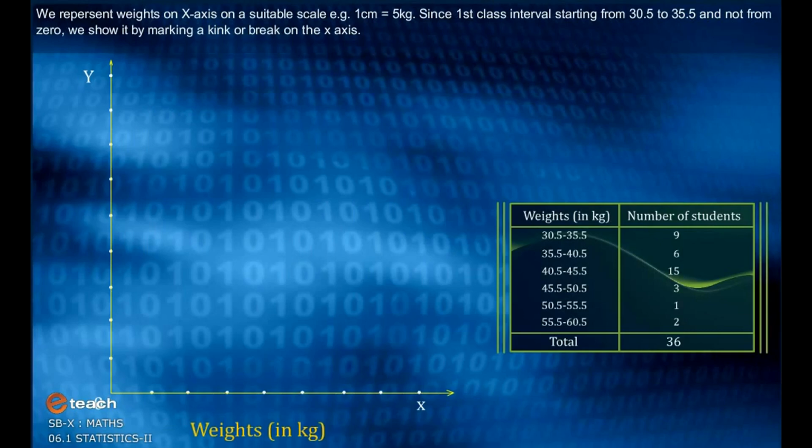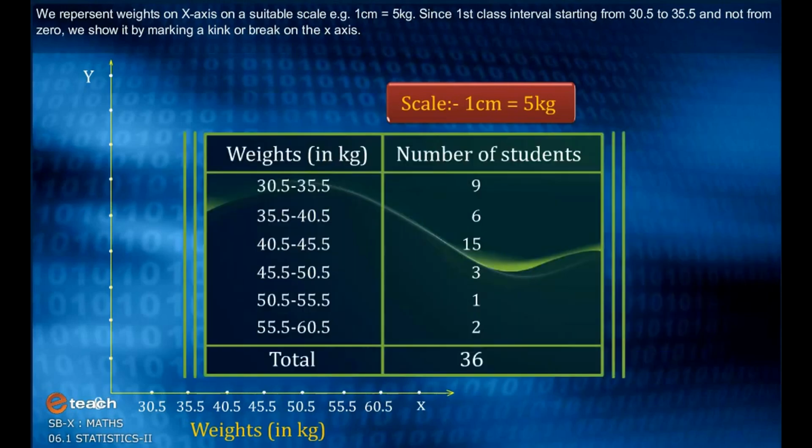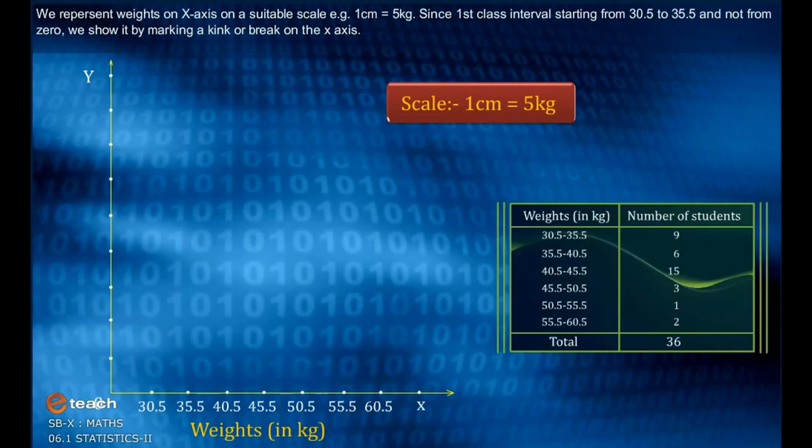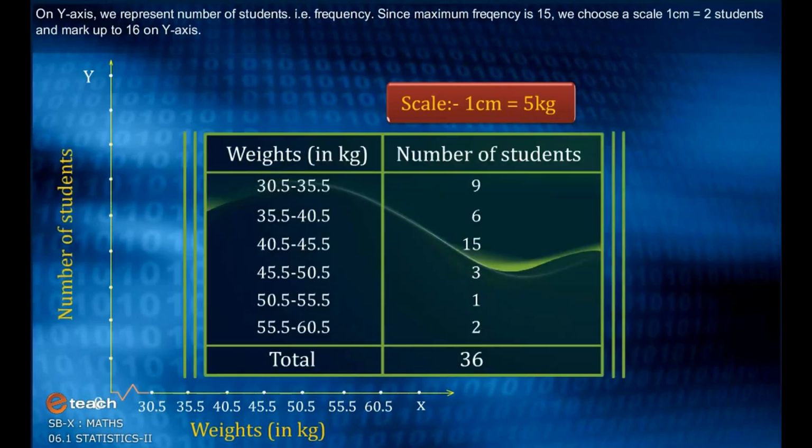We represent weights on the x-axis on a suitable scale, for example, 1 centimeter is equal to 5 kg. Since the first class interval starts from 30.5 to 35.5 and not from 0, we show it by marking a kink or break on the x-axis. On the y-axis, we represent the number of students, that is, frequency. Since the maximum frequency is 15, we choose the scale 1 centimeter equals 2 students and mark up to 16 on the y-axis.